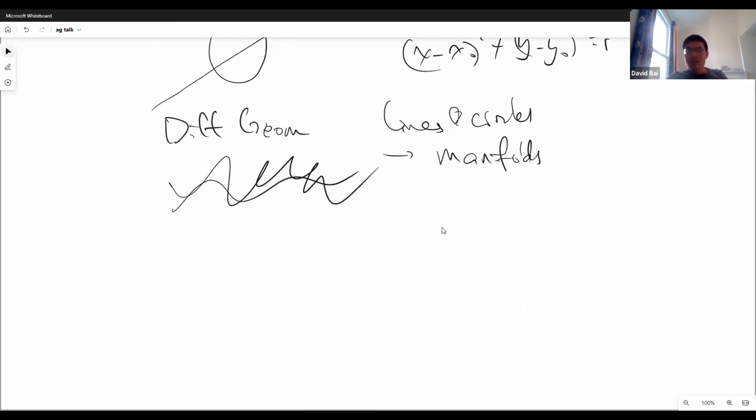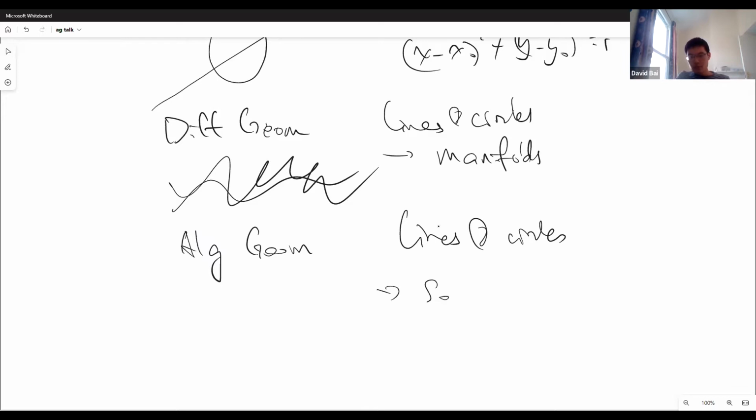So another direction of generalizing this is algebraic geometry, where you replace lines and circles with solutions to polynomial equations. And it turns out this gives you a lot of rigidity and a lot of combinatorial results to work with.